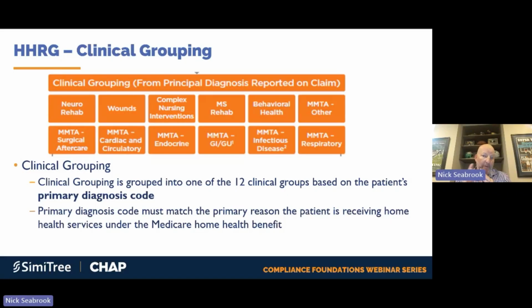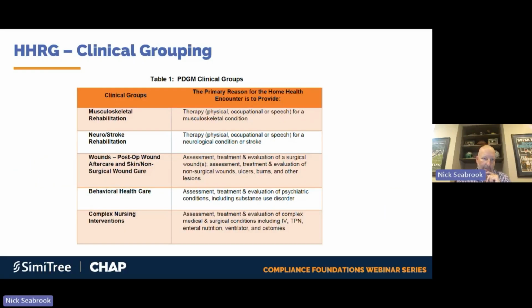So it is their primary diagnosis code only that's going to determine the clinical grouping, and the primary diagnosis code must match the primary reason why the patient is receiving home health services. So that's important to factor in there, and that's where sequencing becomes very, very important. You want to make sure that, again, that primary diagnosis code is really the main reason why the patient's receiving care. So that's the second component of the HERG, the clinical grouping.